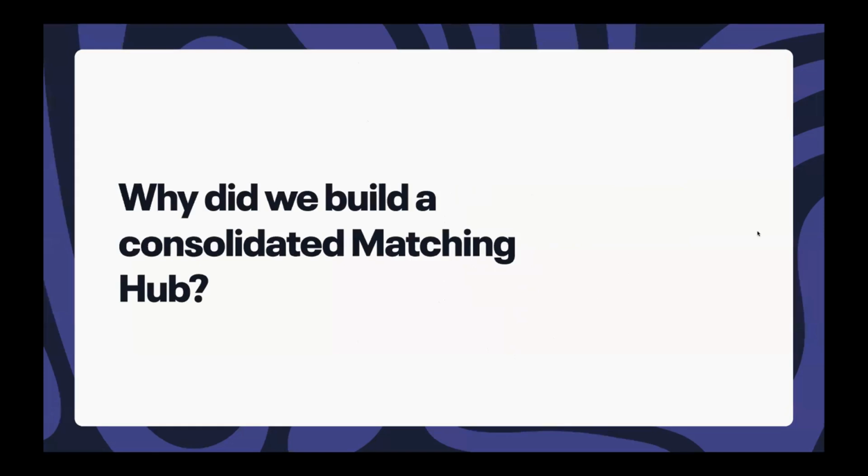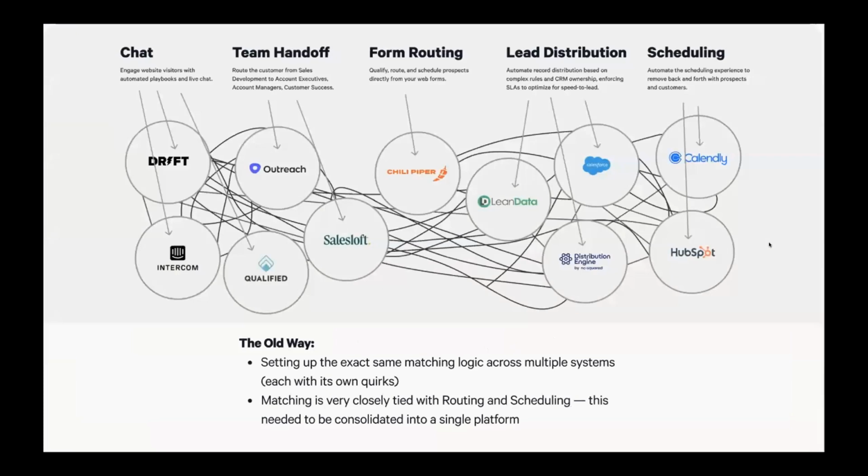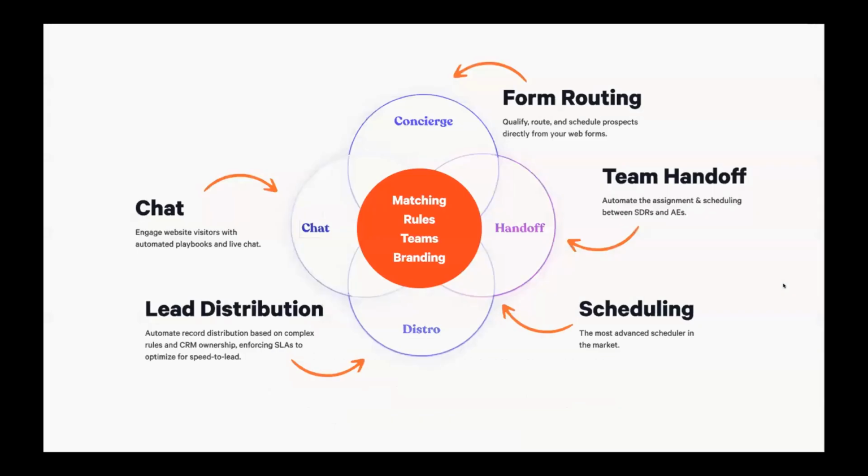So just to kick off, why did we build this consolidated matching hub? What we were seeing is that people were managing matching rules, routing rules, and meeting rules all across a bunch of different platforms. You might have Calendly or HubSpot for scheduling, LeanData for lead distribution, Chili Piper for concierge on your website, Outreach and Salesloft for your sales engagement, and Drift or Qualified for chat. You're managing the same things in a bunch of different places, which includes matching. So we built a platform to consolidate everything all in one.